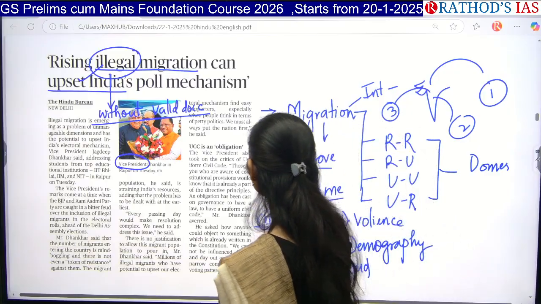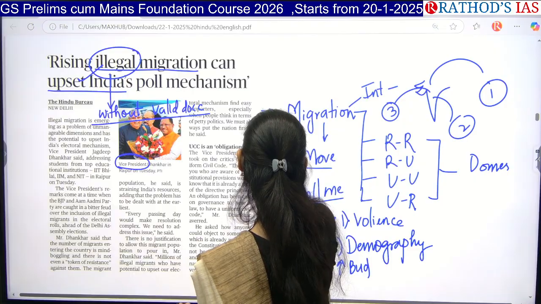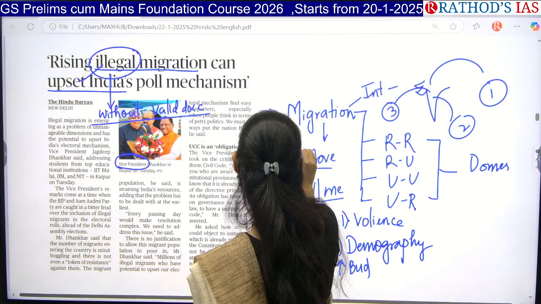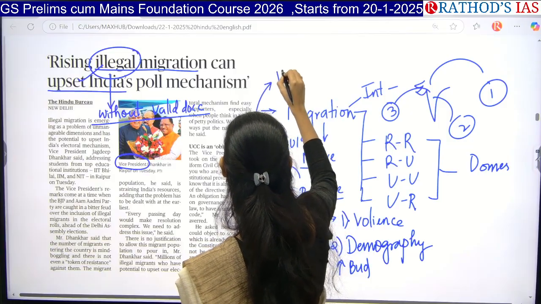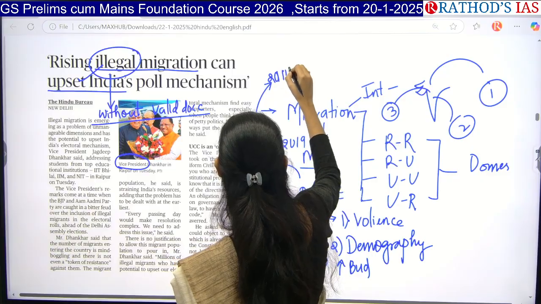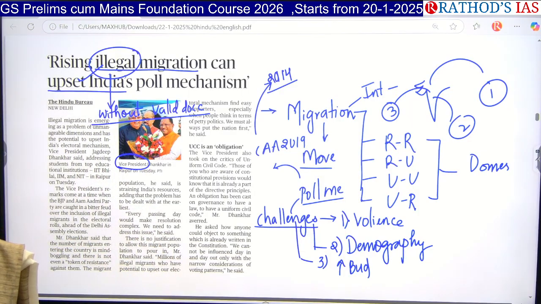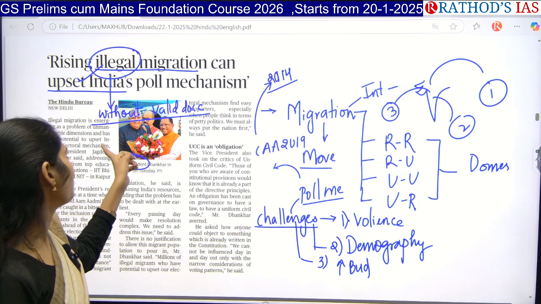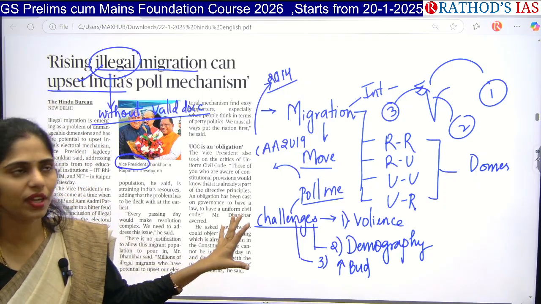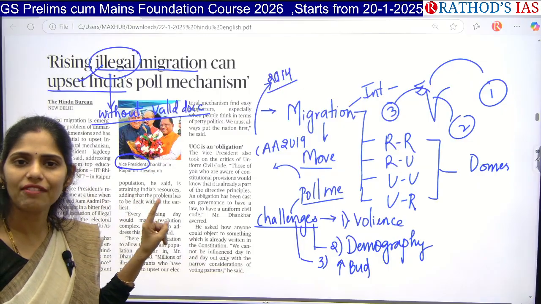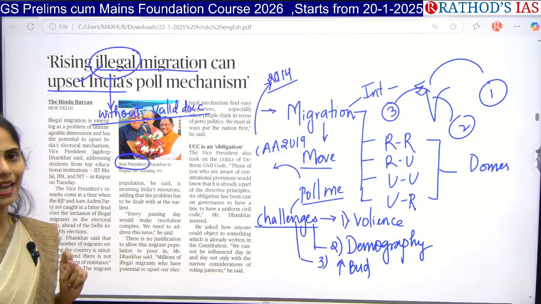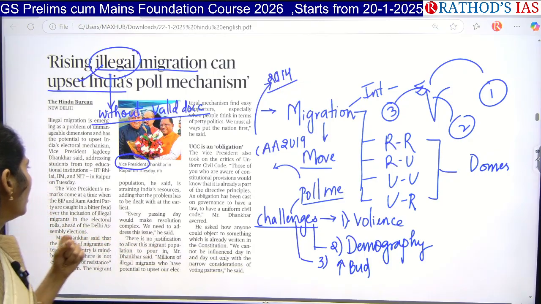How the poll mechanism is affected, you can see in the recent Citizenship Amendment Act of 2019. What it said: the people who entered India before December 31st, 2014, from countries like Afghanistan, Pakistan and Bangladesh, who are non-Muslims, will get citizenship. Whenever they get citizenship, they will again get the right to vote. So that will have an impact on the poll mechanism. In this way, illegal migration is also having an impact on India's poll mechanism. This is mainly what was said by our Vice President.